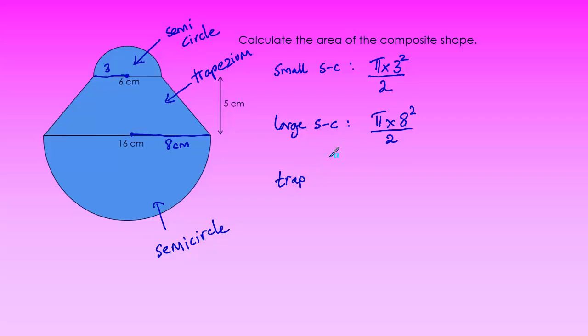Then let's consider the trapezium. To do a trapezium, we do a half times the sum of the parallel sides. Now the parallel sides are the 16 and the 6. And then we multiply that by the distance between the parallel sides, which we can see is 5. So we can work each of these out.